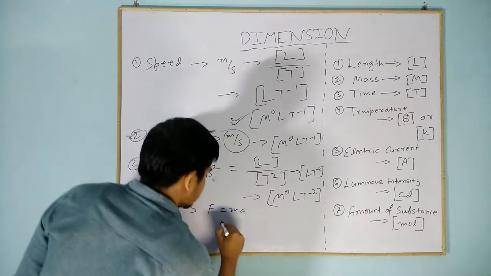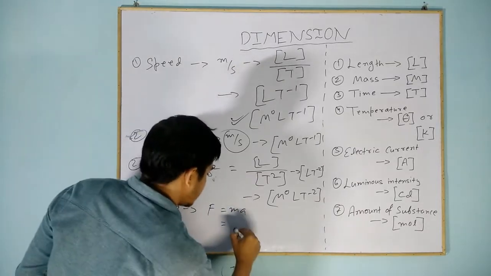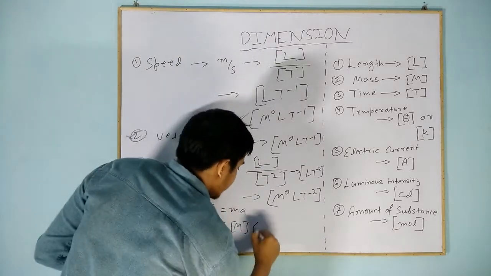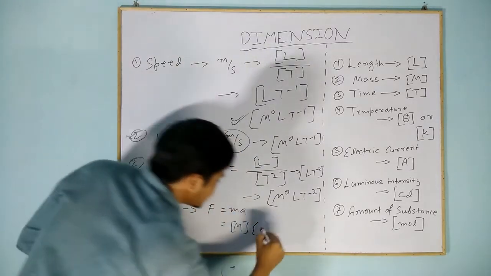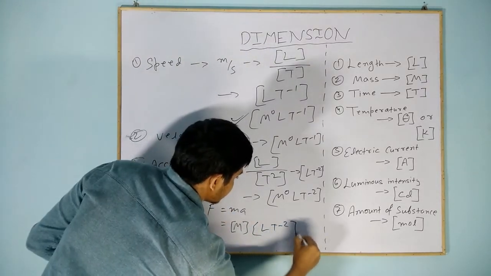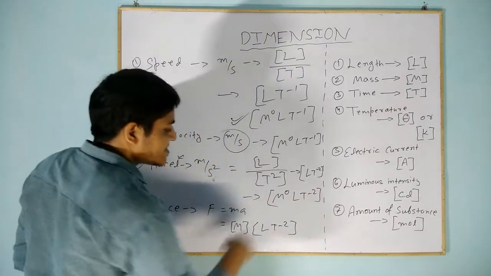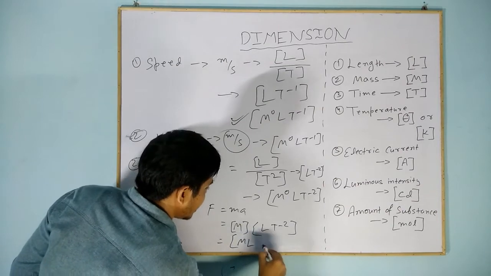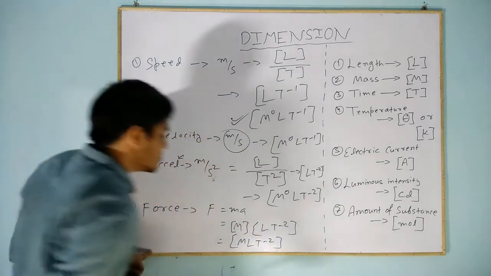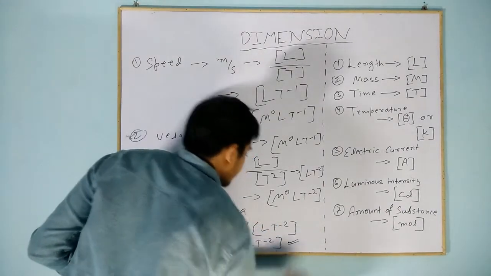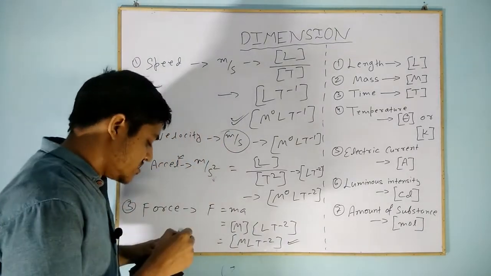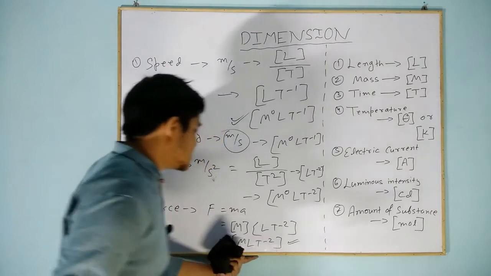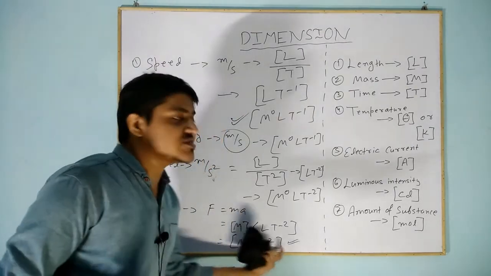Mass times acceleration. So the dimension of mass is M, and acceleration is meter per second square. That means length times T raised to the power minus 2. So the dimension of force will be M L T raised to the power minus 2. This is a very important expression. You are supposed to memorize it. The dimension of F is M L T raised to the power minus 2.